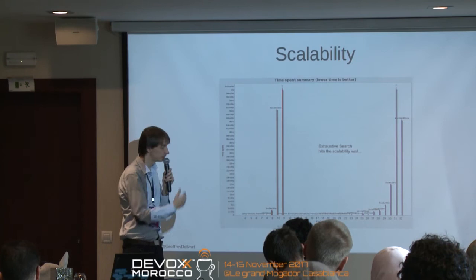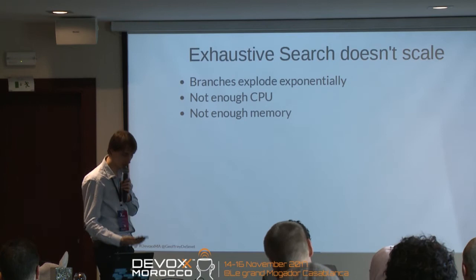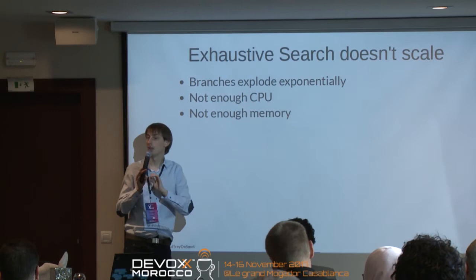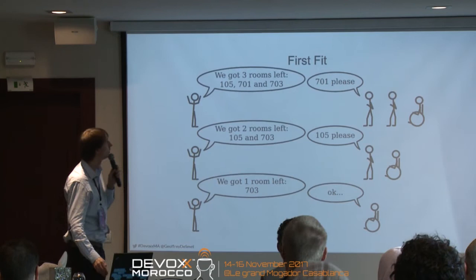So exhaustive search, both branch and bound, and brute force, they don't scale. You don't have enough CPU power. It's never a solution for a real-world problem. So how do we solve that? How do we do it differently?